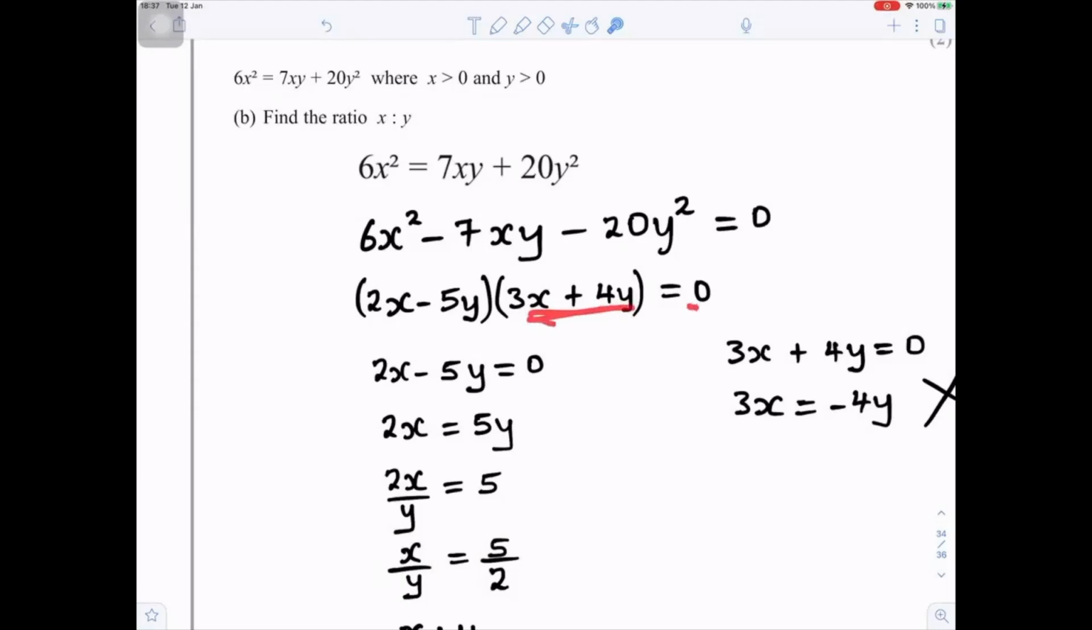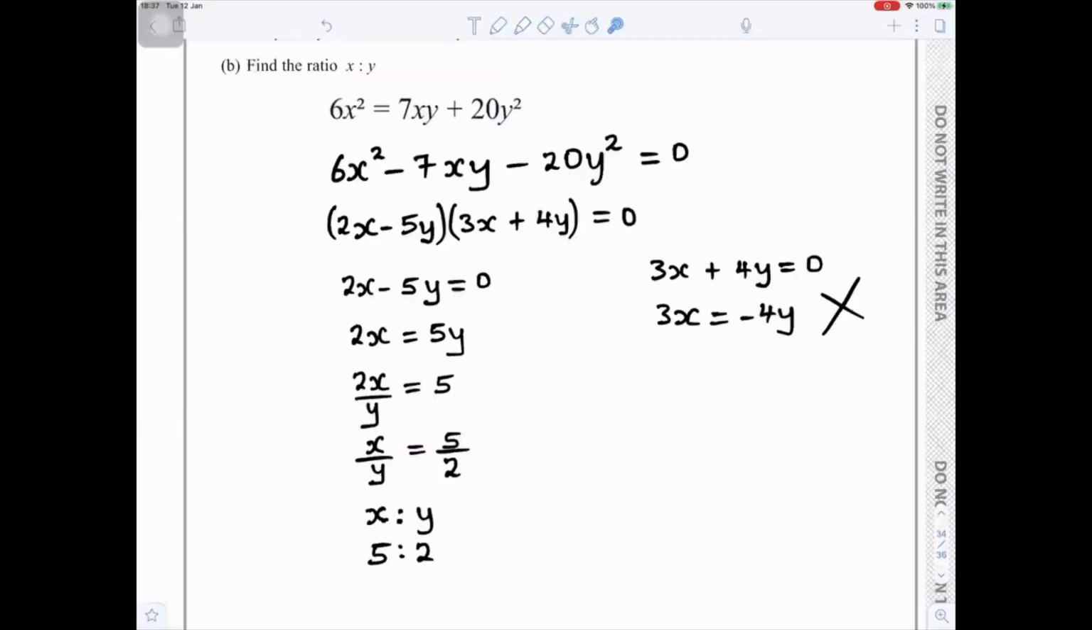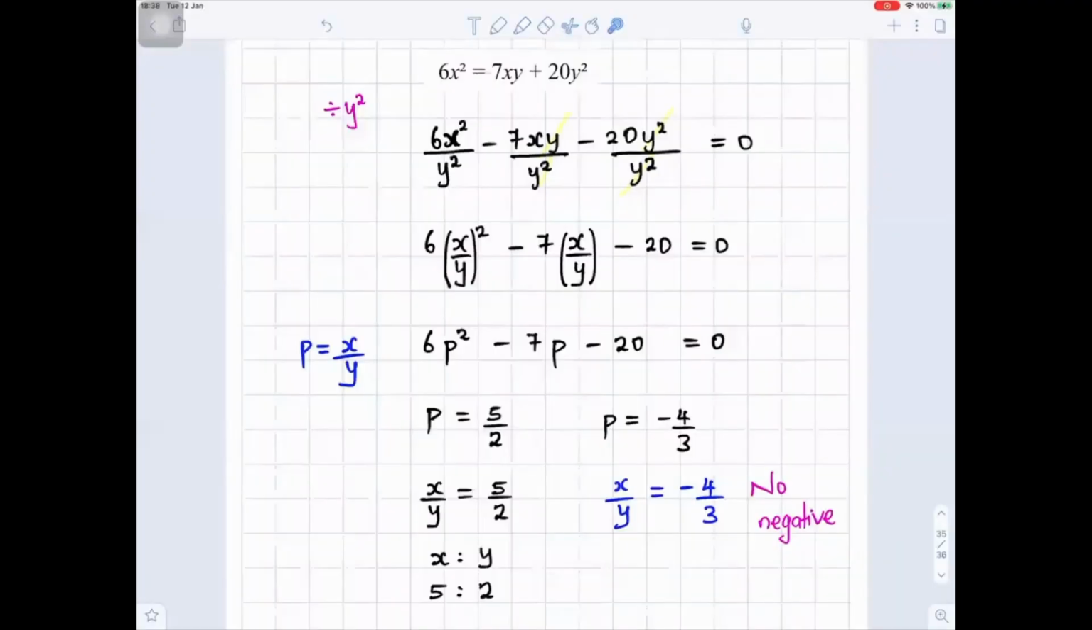3x plus 4y equals 0. If we take 4y to the other side, it becomes minus 4y. And we cannot solve that. We cannot have a negative ratio. So that one is ignored. And you can write x over y as x is to y as 5:2. That would be the ratio.